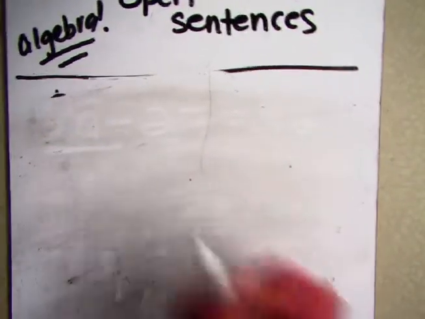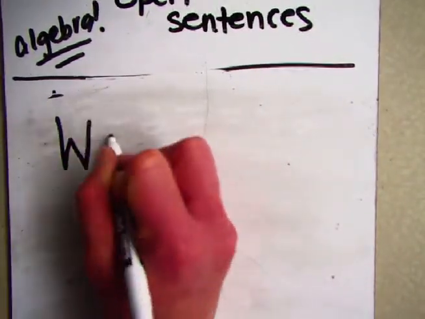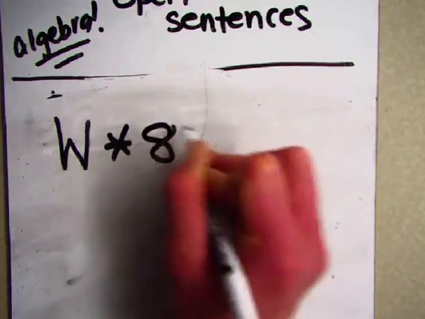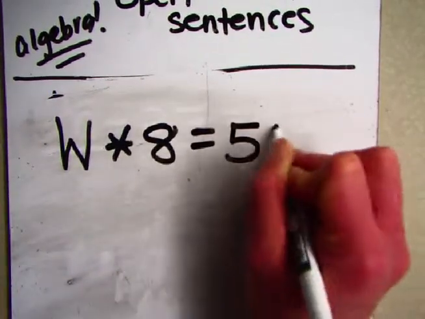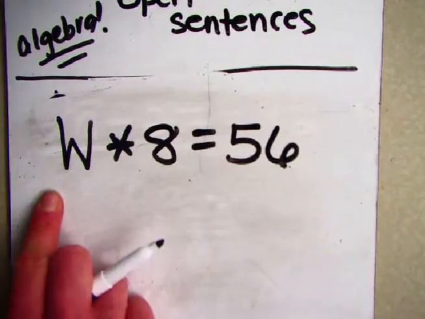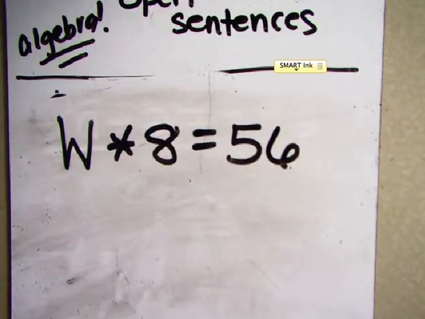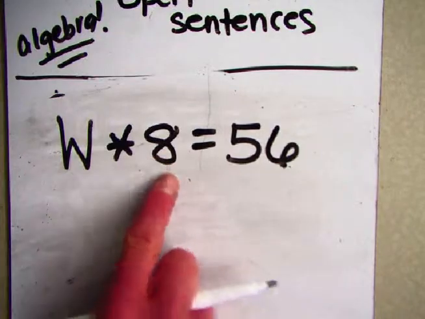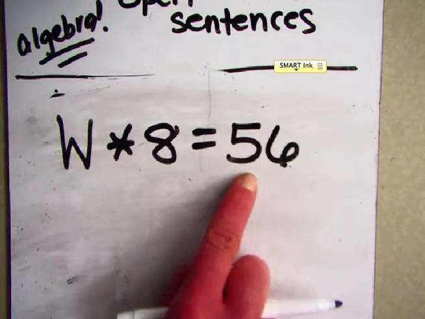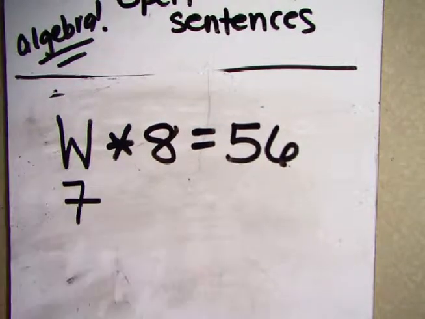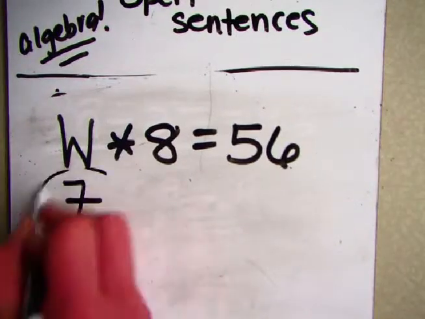One more for you. Some number times 8 is equal to 56. Ask yourself, what number times 8 will get me to 56? And you should know your basic facts. It should be 7. So 7 would be your answer.